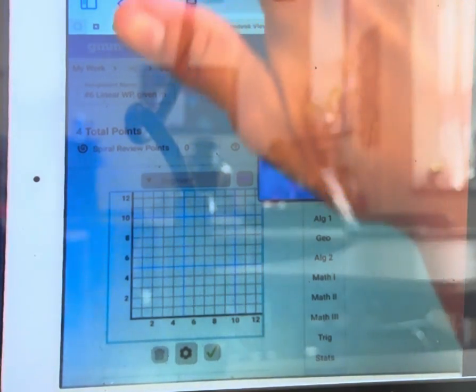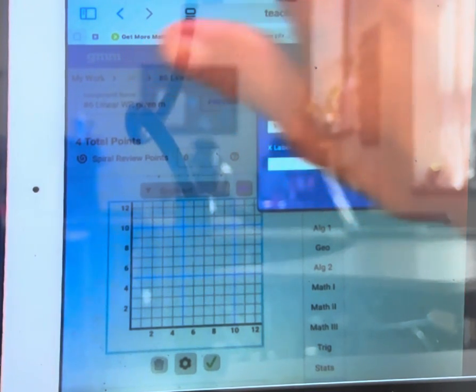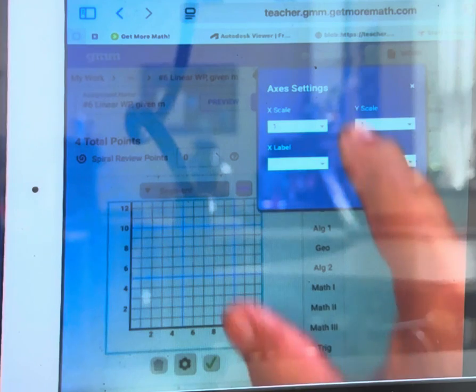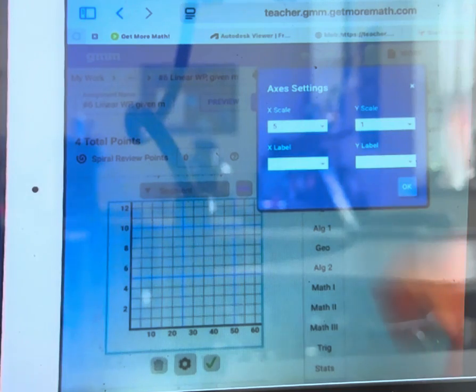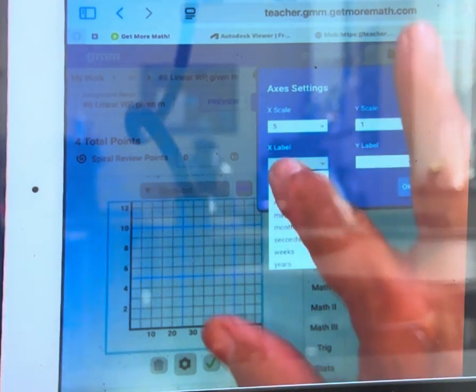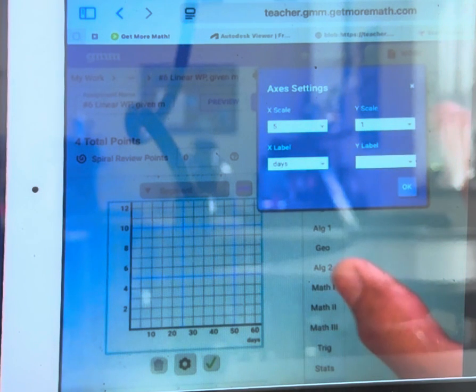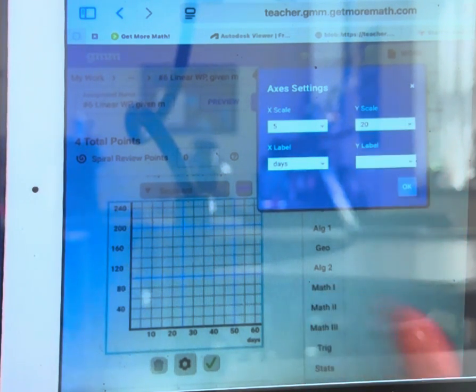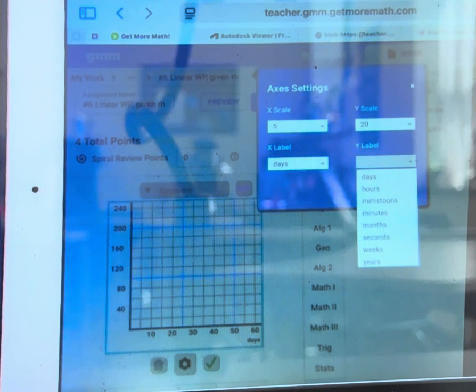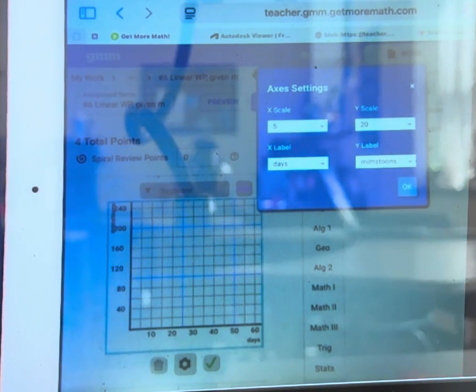So I had 34 and 102 that I needed to graph, and the X was days, and I need to get to 34, so I'd choose 5. And then my Y scale, I needed to get to 102. So 10 would get me to 60, 20 to 120, so I'd have to choose 20. The Y label is supposed to be dimmels, and of course I don't get the same name, but I'll pick one. So you have to label.